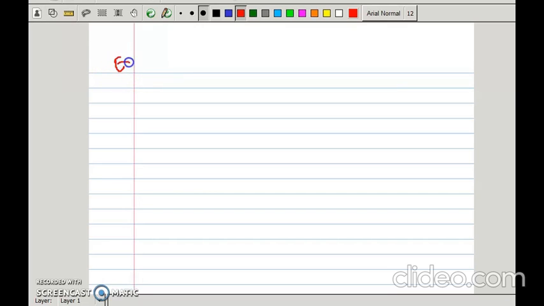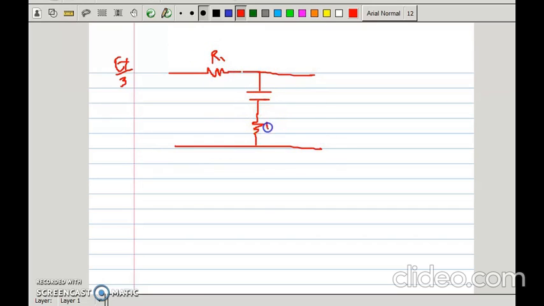Example number 3. Example number 3 is very much simple. Before watching this video, you just try yourself to solve the example. If you are not able to solve, then you see this video. Okay, the example is very much simple. See, they are giving two resistances R1 and R2 and one capacitor C, right? This is input side, that is Vi of t. This is output side, that is Vo of t, right?